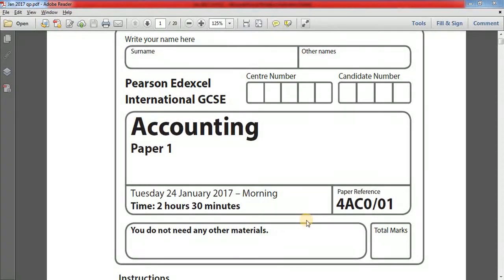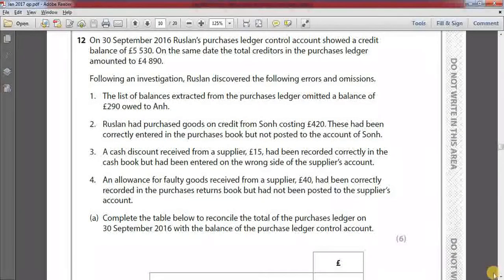Today we are going to solve January 2017 question number 12. On 30 September 2016, Ruslan's Purchases Ledger Control account showed a credit balance of £5,530. On the same date, the total creditors in the Purchases Ledger amounted to £4,890.